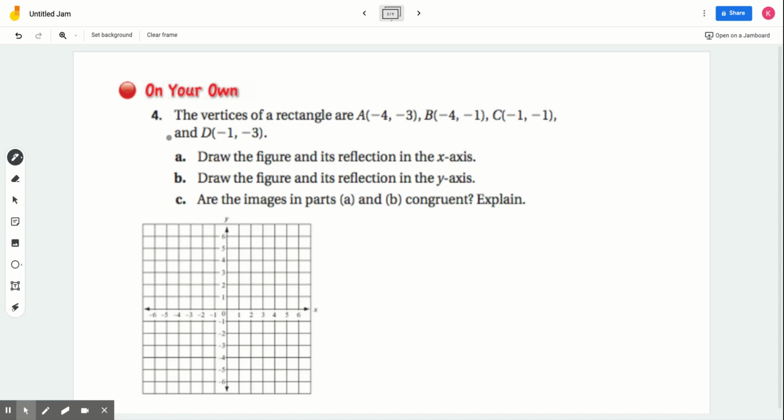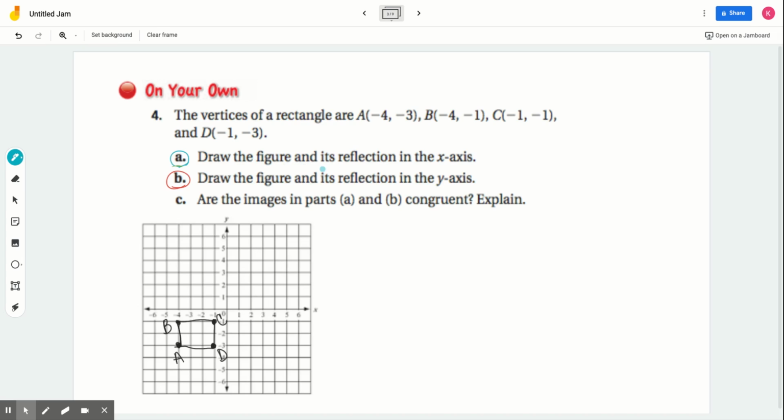For example 4, it says the vertices of a rectangle are A(-4, -3), B(-4, -1), C(-1, -1), and D(-1, -3). Then it's going to want us to use some reflections. So the first thing that I'm going to do is plot these vertices of this rectangle in my coordinate plane. So go ahead and take a minute to do that right now. Now that I've plotted my vertices of the rectangle and drawn my rectangle here in the coordinate plane, I can start with my steps A through C.